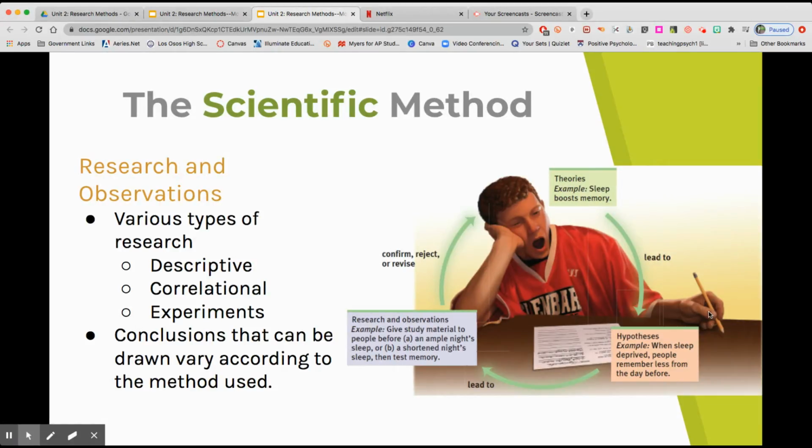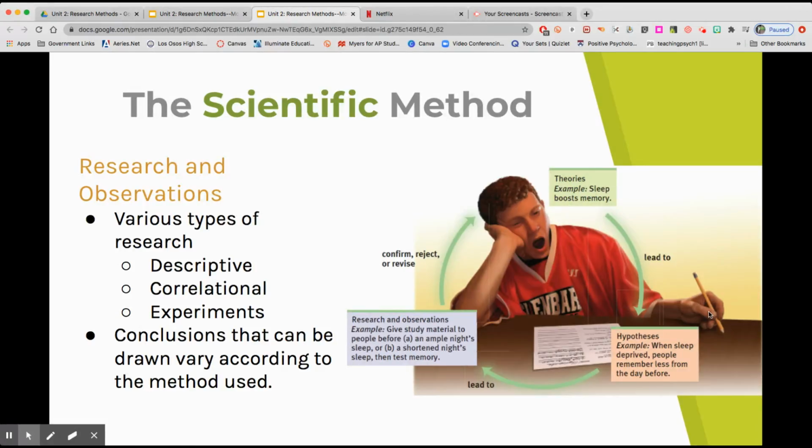So the example here, again, this would be an experiment, says I would give study material to people before either A, an ample night's sleep, or B, a shortened night's sleep. Then I test their memory. So I actually do the research and see what happens. If that research confirms my theory, great, now I have even more evidence to show this theory is correct.